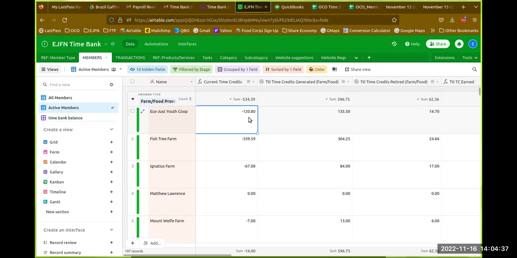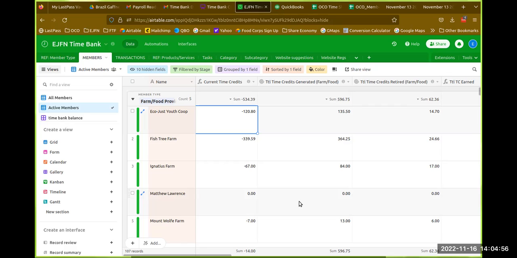Or whatever that fraction is. Lily, I noticed once that exchange transactions were not adding up to the current time credits. Did that get fixed? It did get fixed, yeah. So I did fix that.